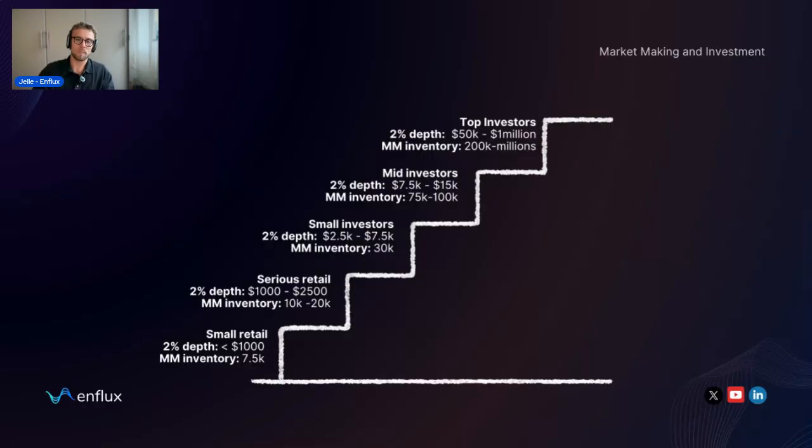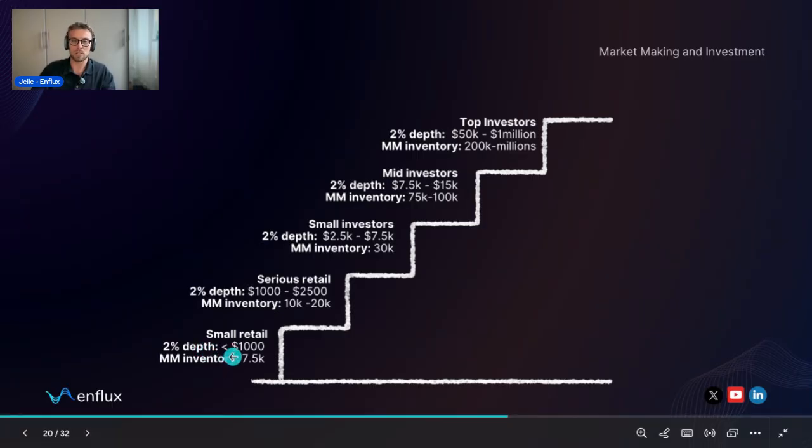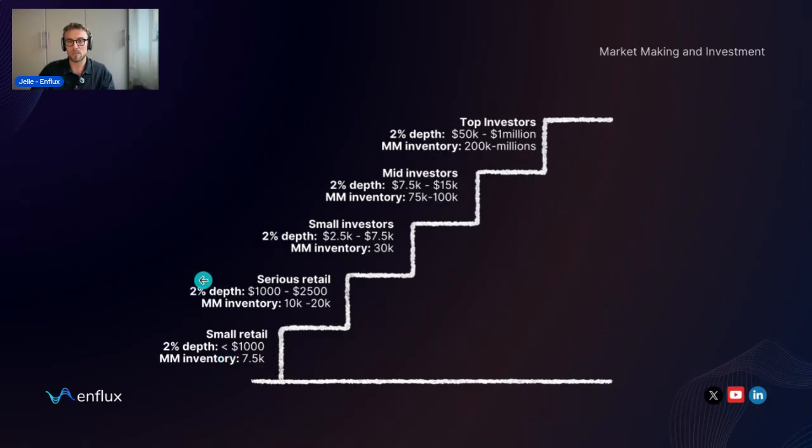I've shown this one before. This gives you an indication: if you want to attract small retail, you can have less than $1,000 on the book. You need minimally 7.5K in dollars and tokens. If you want to attract small investors, you need minimally 2.5K to 7.5K on the book. You need 30K in dollars, 30K in tokens.